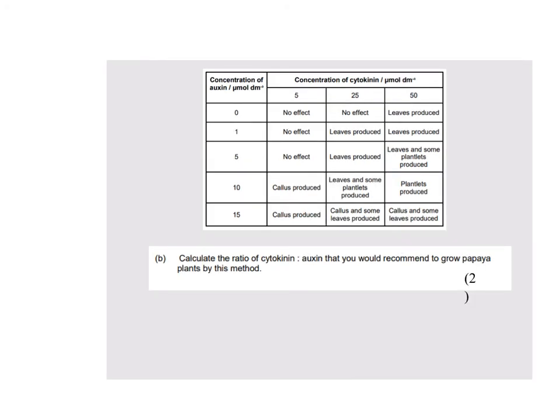Now this next question is a 2-mark calculation. Calculate the ratio of cytokinins to auxins. Be careful of the way they want that round. Cytokinins to auxins that you would recommend to grow papaya plants by this method. Okay, so think about what the difference between a callus and a plantlet is. Think about which ratio would be the best one to grow papaya plants. 2 marks, 3 minutes. Play when you're ready.